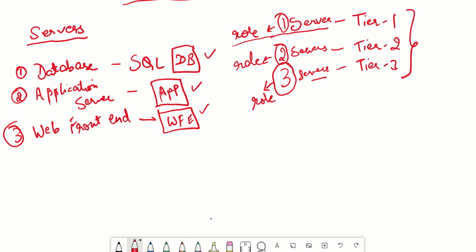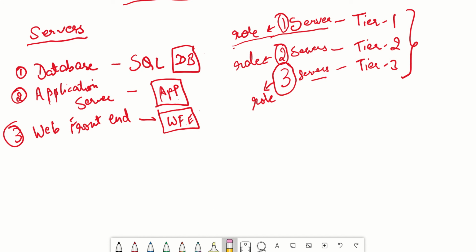Now, two servers. In two servers, one server can be a database server, and the second server can serve as the app server or web front end. Or one server can be a database server and application server, and then we have a dedicated web front end. Or the database server and web front end are on the same server, and the application server is on the other. So the roles are defined accordingly.